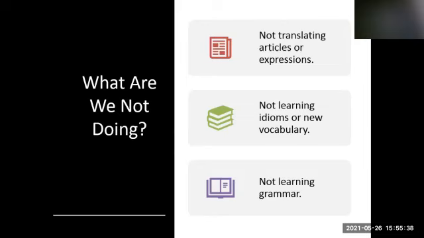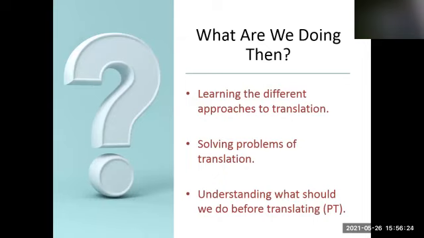In this course, we are not translating articles or paragraphs or expressions. We are not going to learn and memorize idioms and new vocabulary. And definitely, we are not going to learn grammar, because I assume you know that. And there is another course that does the first two things, translating expressions and learning idioms and new vocabulary. So we are not doing that. What are we doing then?